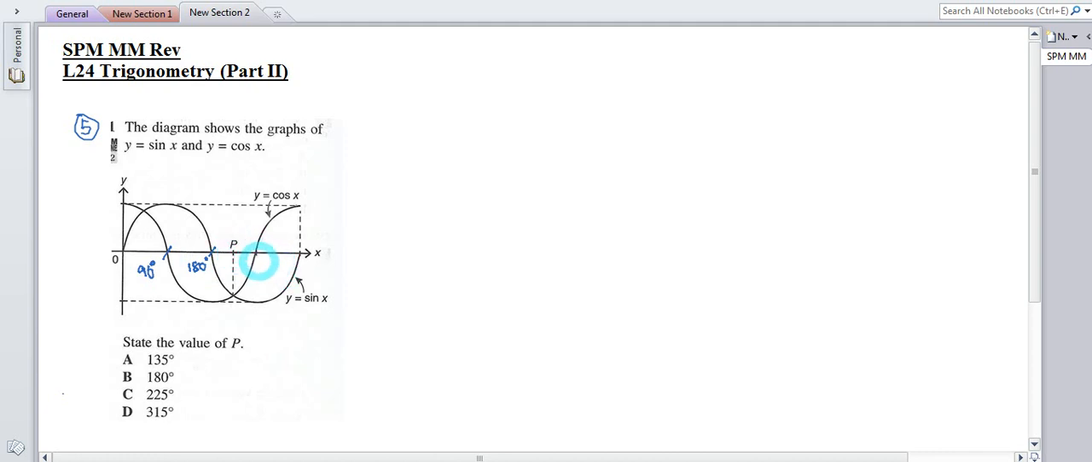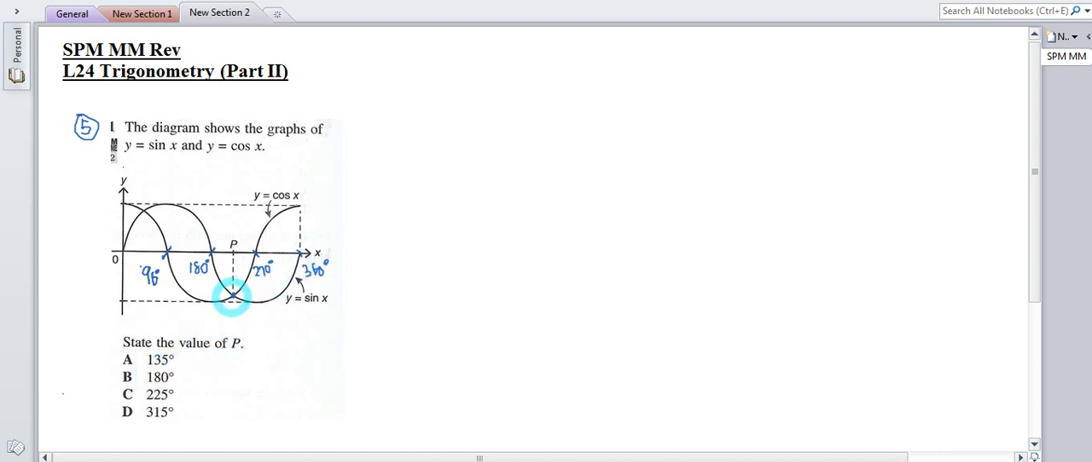Okay, so sorry, it's not correct. Let me label it again. Okay, so now this is actually 90 degree, here is 90 degree, 180 degree, 270 degree, and 360 degree. We need to state the value of p.